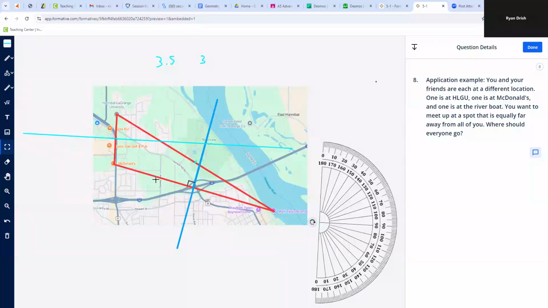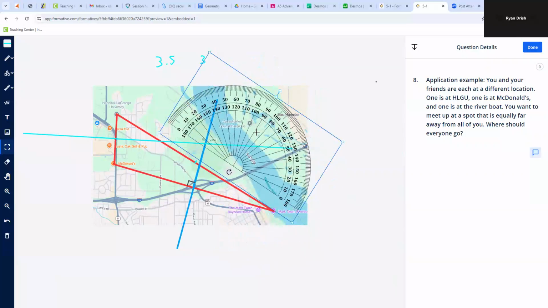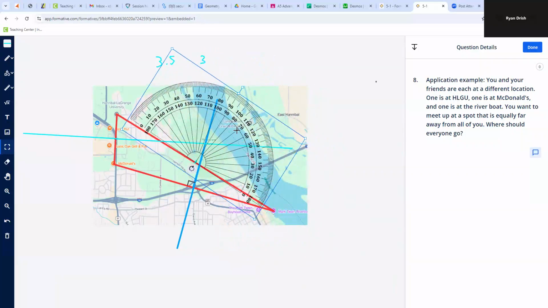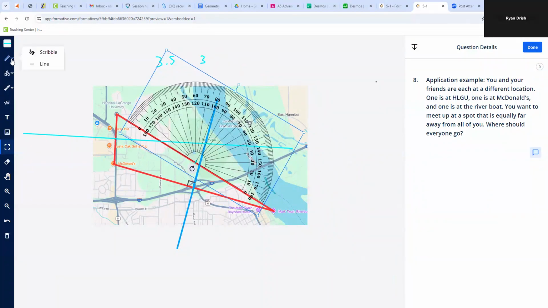Now I have my third midpoint. I just need to get the perpendicular component. So let's make a 90-degree angle that goes through that midpoint, making it a perpendicular bisector. All right. Line tool. Both ways.